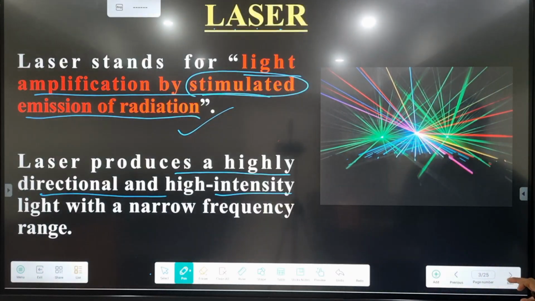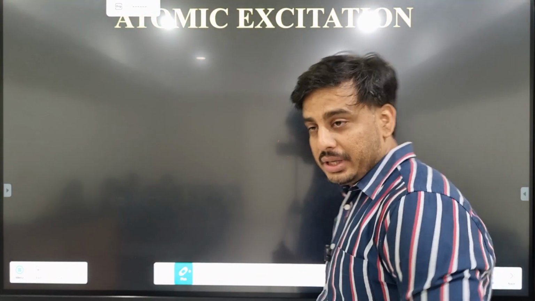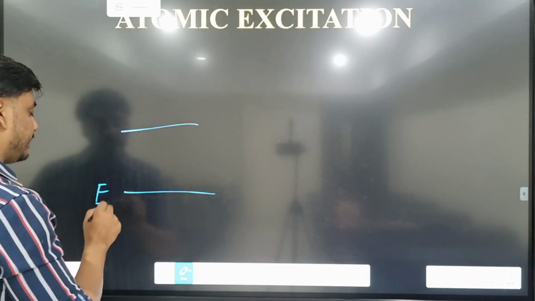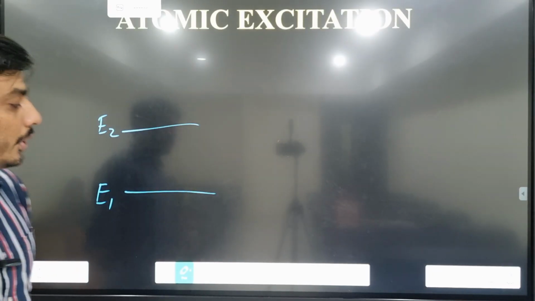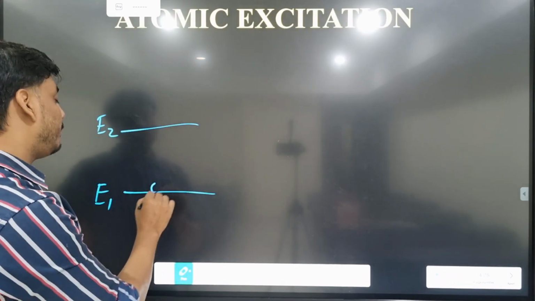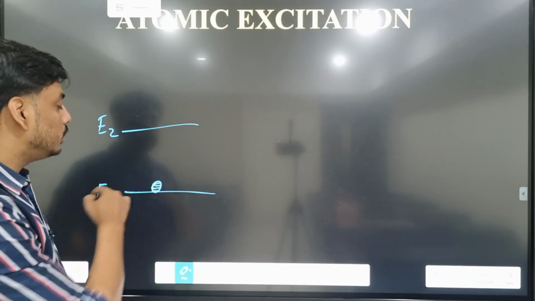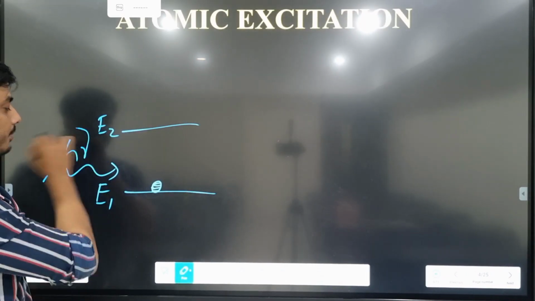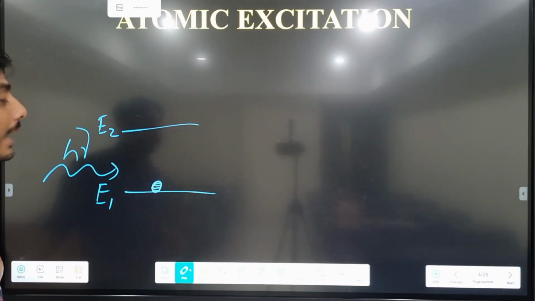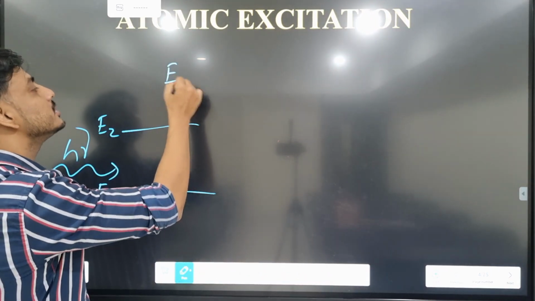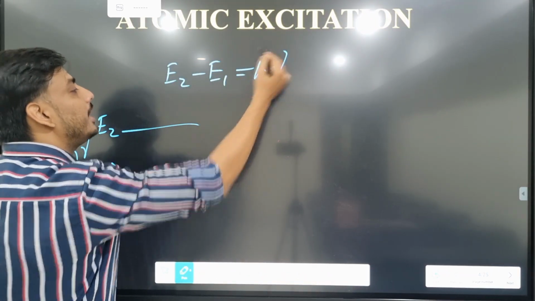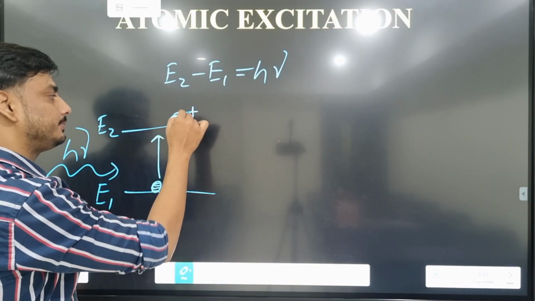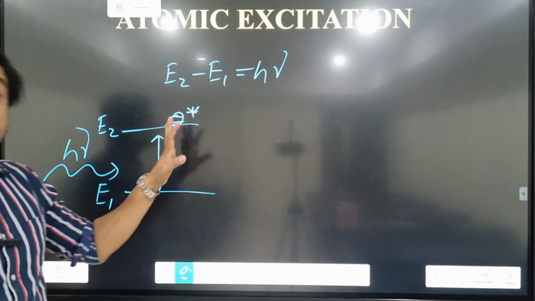Here is a picture. So first we will discuss what is atomic excitation. Normally you know that in case of any atom, if two energy states are there, E1 and E2, where E1 is the lower energy state and E2 is the higher energy state. So at thermal equilibrium, all the particles stay in the lower energy state. When some external energy is given, if h nu amount of energy is given to the particle, and that h nu is the difference E2 minus E1, then this particle will get excited and move to the higher energy state, the excited state. So this is known as excitation.